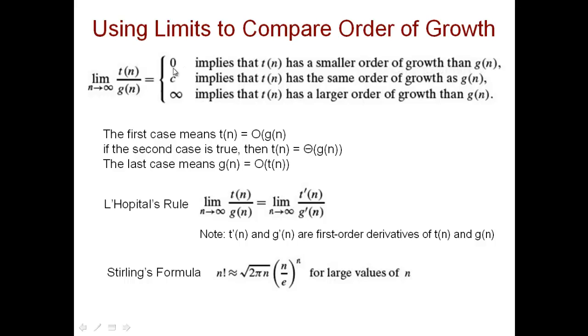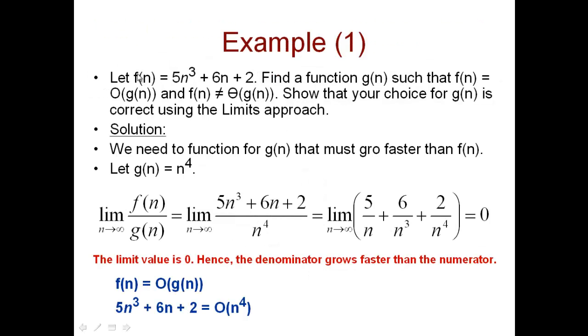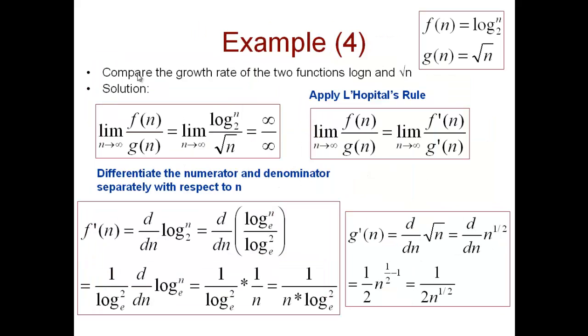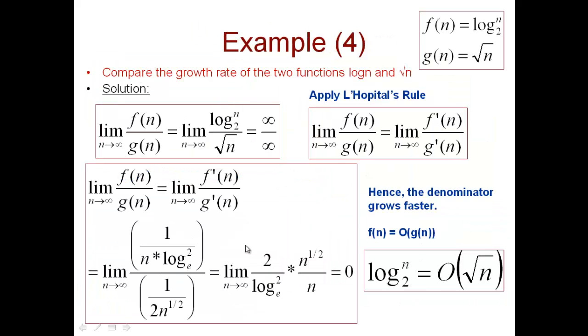If we get 0, that means the denominator is a larger value compared to the numerator. It's like the numerator divided by a very large value only will tend to 0. That means the g of n function, the denominator function, grows faster than the numerator function. So once we decide that they are growing at different rates, we have to use the big O notation. Now what goes inside the big O notation? Always the faster growing function. So the faster growing function is the denominator function, which is g of n.